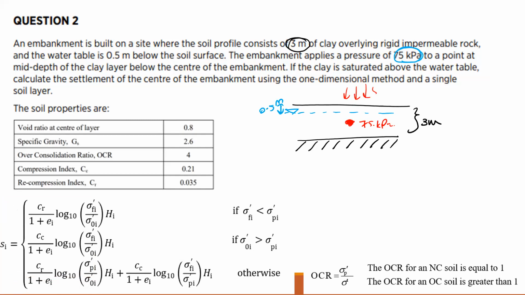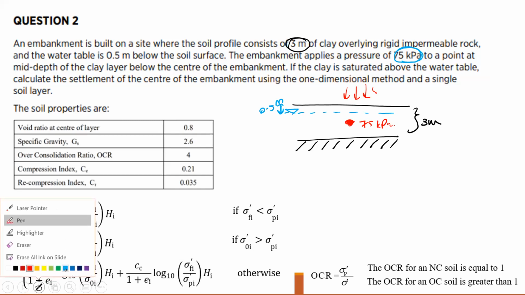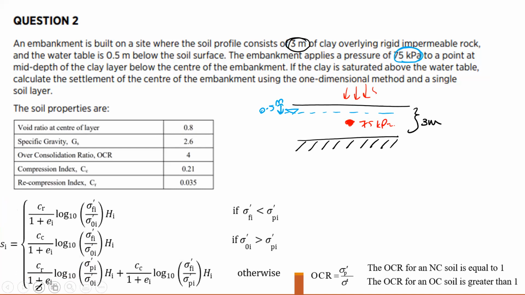If the clay is saturated above the water table, so it's not sand. So even though your water table is below, the upper layer, from here the soil is saturated. So you don't have dry soil. Soil all the way from here to here is saturated. If you have sand, sand will drain. It can't keep water. So it would be drained up to the water table, but they are saying this clay is saturated. So this 0.5 meters is also saturated. We have saturated clay. Calculate the settlement of the center of the embankment using the one-dimensional method.